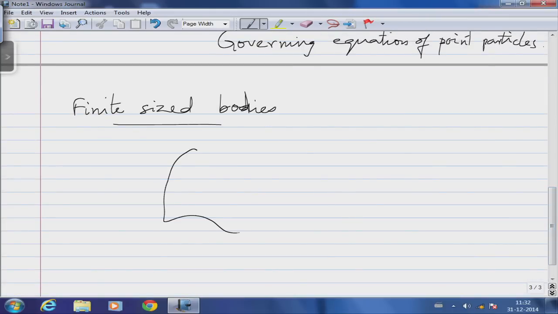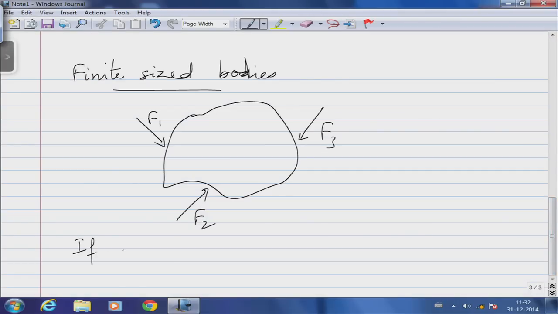So, let us say I have a body, arbitrarily shaped, and there is a whole set of forces acting on this body. Now, if I have a finite sized body under the action of multiple forces, what would the body do? Let us take the case that we are familiar with from static equilibrium, which is saying if the vector sum of Σ F_i is equal to 0, is the body in equilibrium?